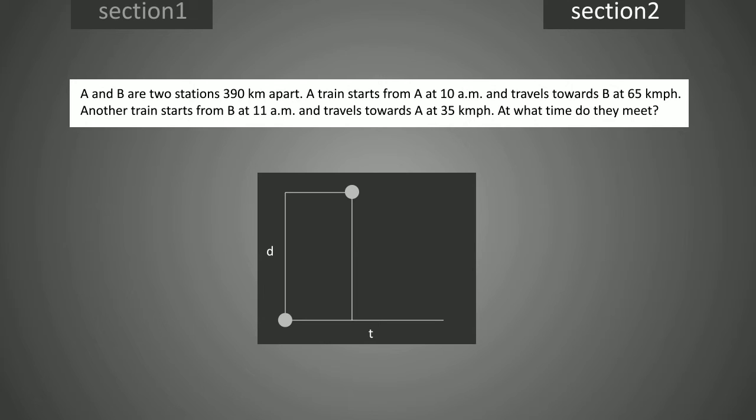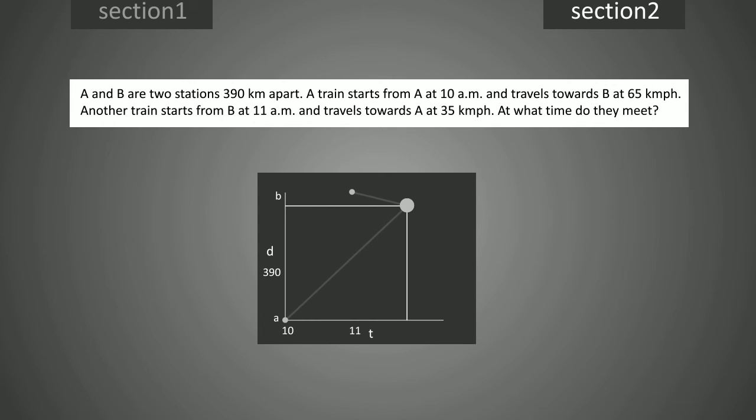Step 1. Laying out the picture. There are two stations A and B 390 kilometers apart. Right at 10 a.m. a train starts its journey from station A to station B with 65 kilometers per hour speed, and at 11 a.m. another train starts from station B to station A with 35 kilometers per hour speed, and he wants us to say when they meet.